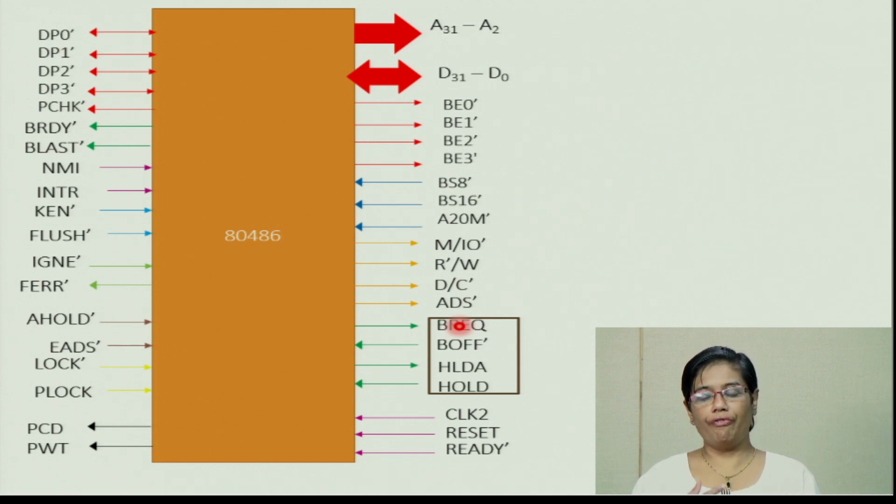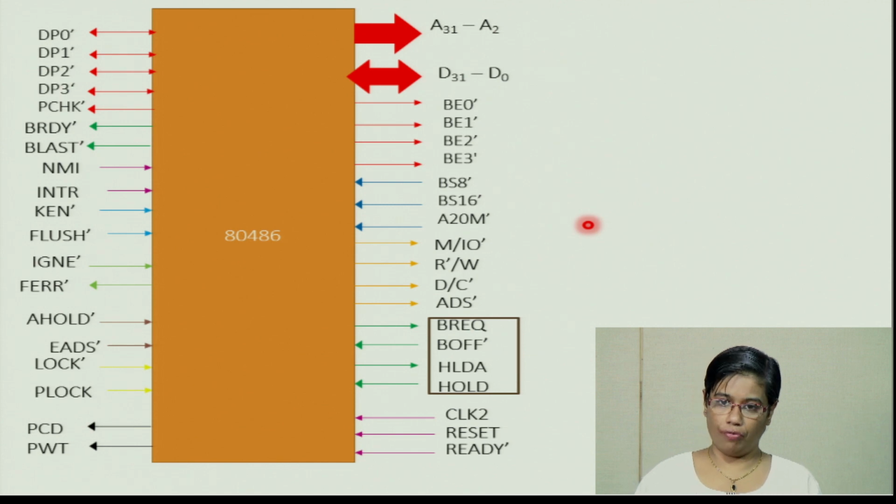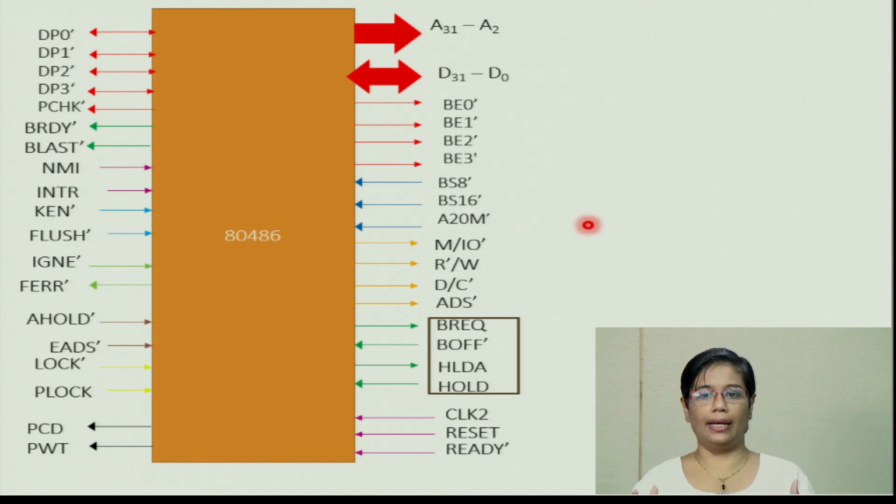So as long as this signal is active, no other arbitrator or bus master is allowed to take over the bus. Now if it so ends up that there are devices which are not able to take control over the bus, it is because of 80486 continuously doing an operation, the other devices are held back. This is what is called as a deadly embrace.